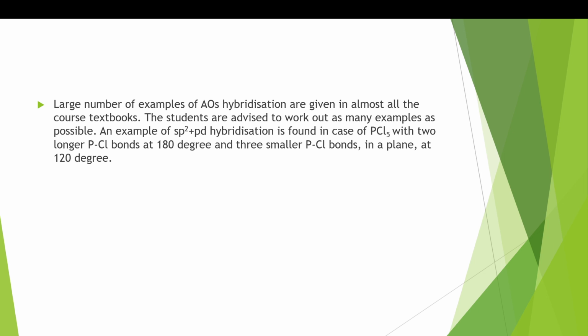An example of sp2 plus pd hybridization is found in the case of PCl5, with 2 longer PCl bonds at 180 degrees and 3 smaller PCl bonds lying in a plane at an angle of 120 degrees. So in this case, because all the 5 orbitals are not similar, there are 2 types. We use the concept of mixed hybridization, that is sp2 plus pd.